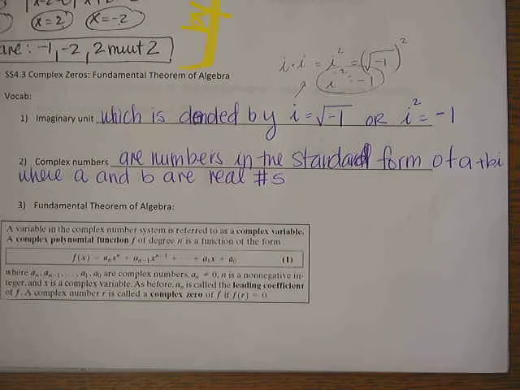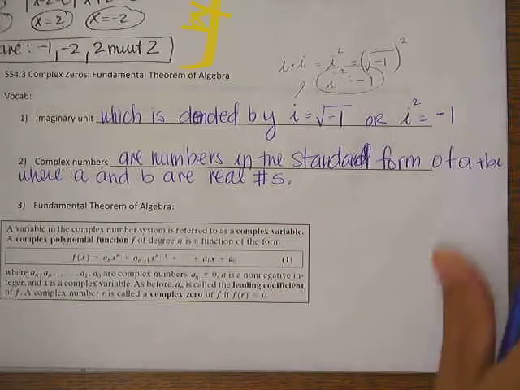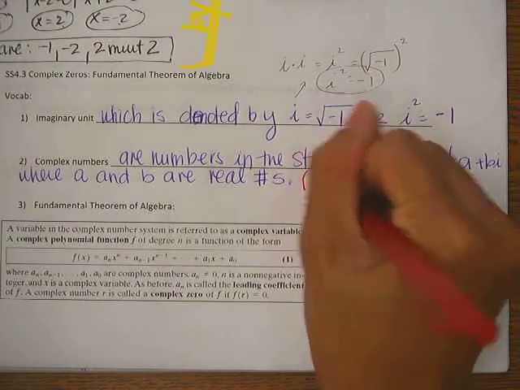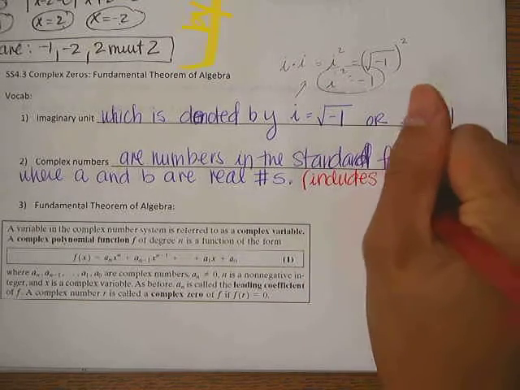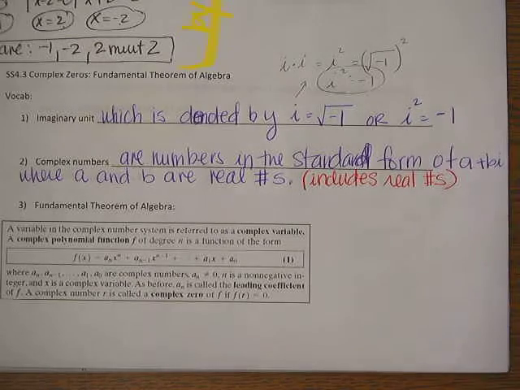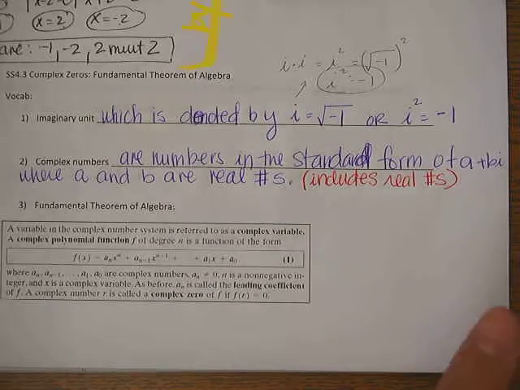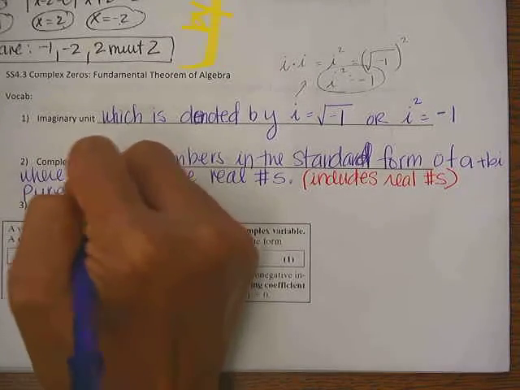Remember, I want to put this in parentheses because it's super important. Complex numbers include real numbers as well. So I want you to keep in mind it's not just imaginary, it also includes real numbers. Now, in the case where you have only imaginary present, it's called pure imaginary.